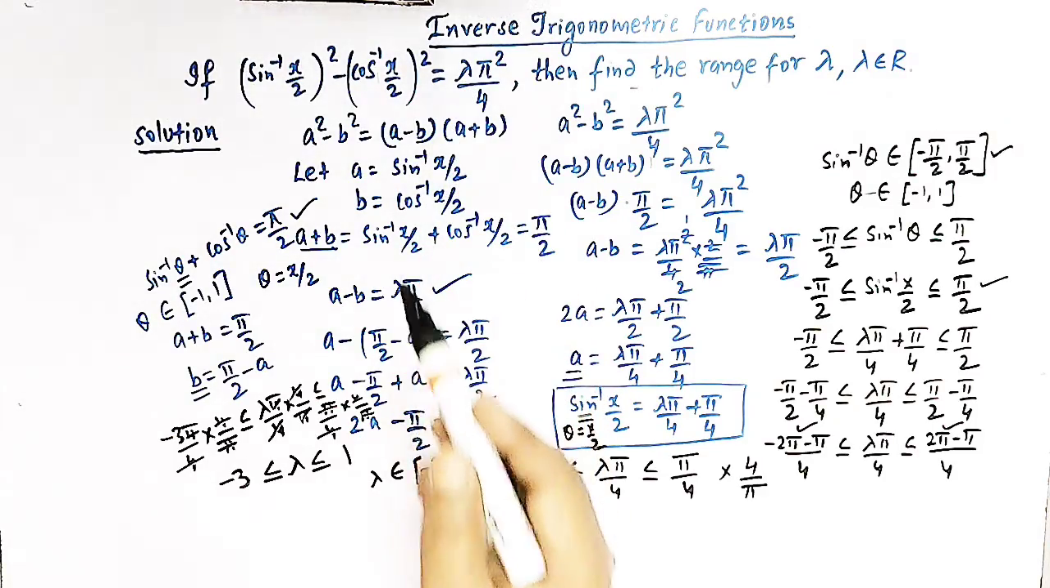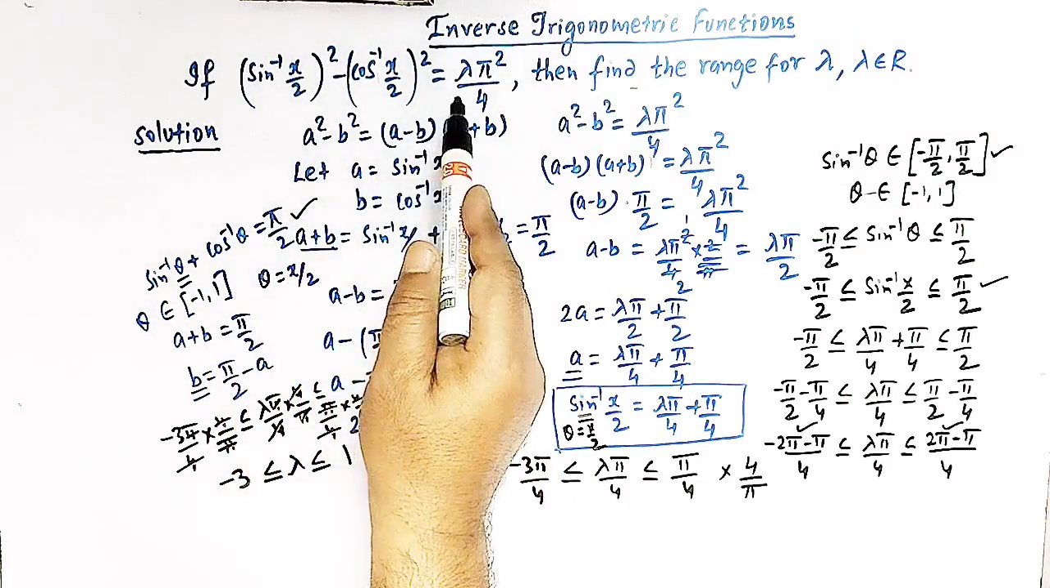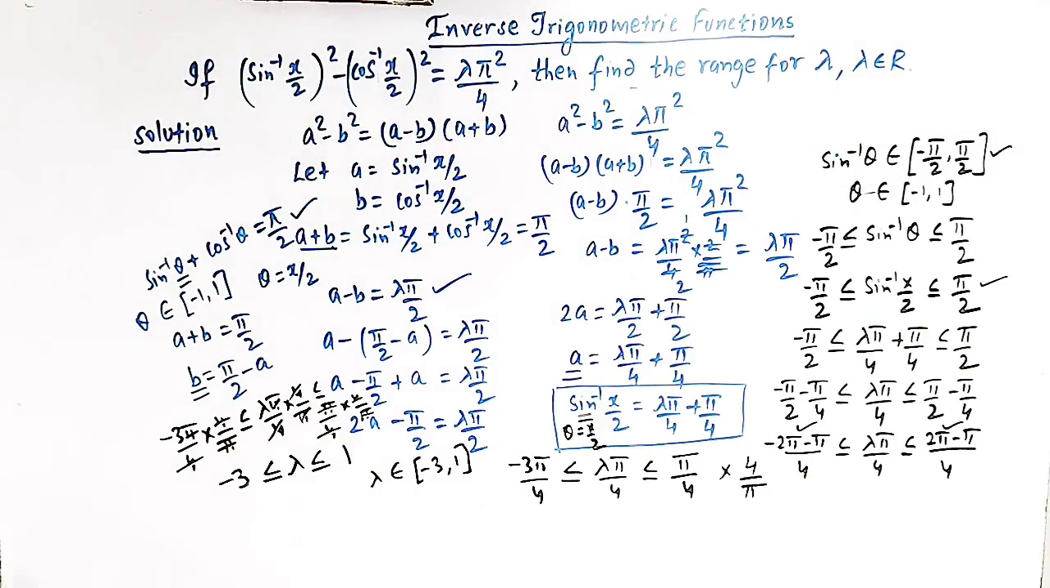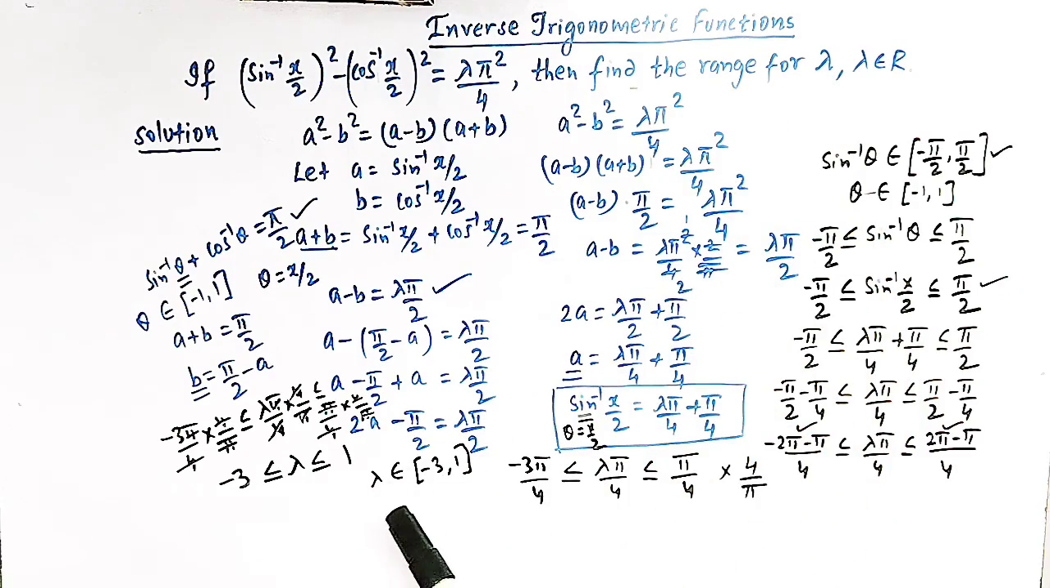So for all values of lambda belonging to this closed interval that is from minus 3 to 1, this expression is defined. So the required range for lambda is given by this interval, that is the closed interval from minus 3 to 1.